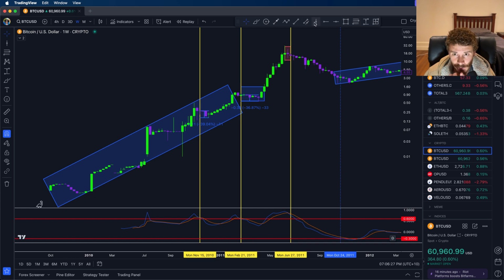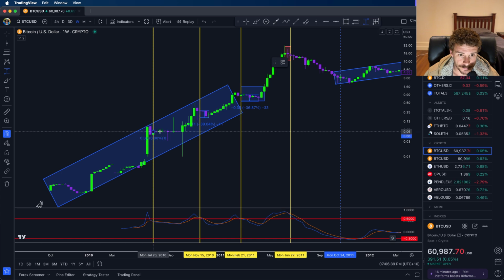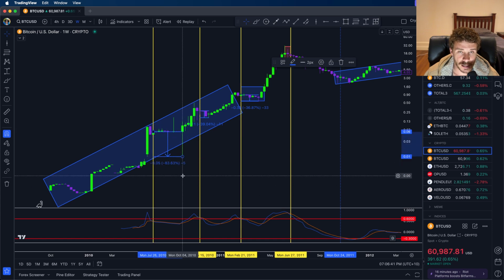Very volatile back then, Bitcoin was. The blue line went above, but the orange line never went above, so I probably wouldn't count this one. But if you wanted to count it, we had the cross here, okay? And eventually, after this happened, we had a big wick down, 83% down.